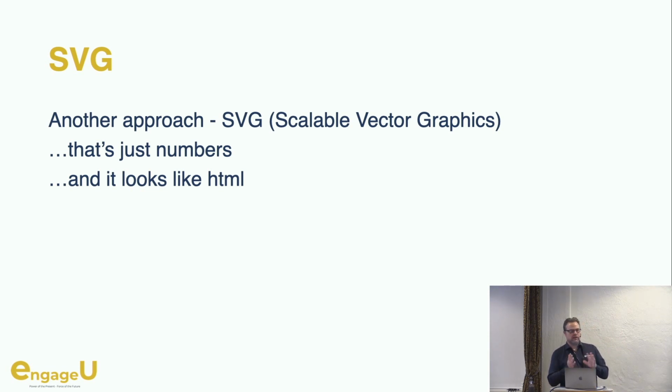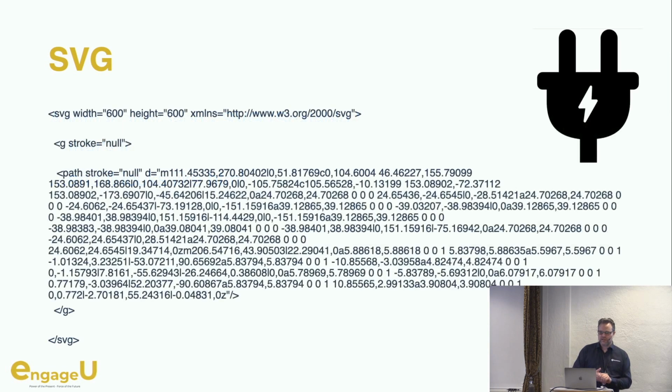So another approach is to use SVG, which is actually not what I write here, scalable vector graphics. It's screen vector graphics, because vector is scalable, because it's just numbers. Everyone know what SVG is, right? Okay. Have you played with it under the hood? Yeah, all right. It looks like HTML, which is really nice.